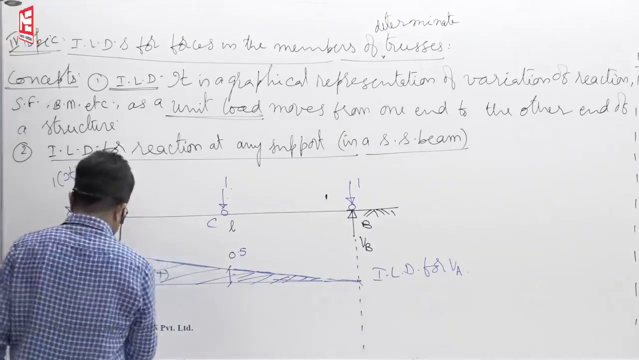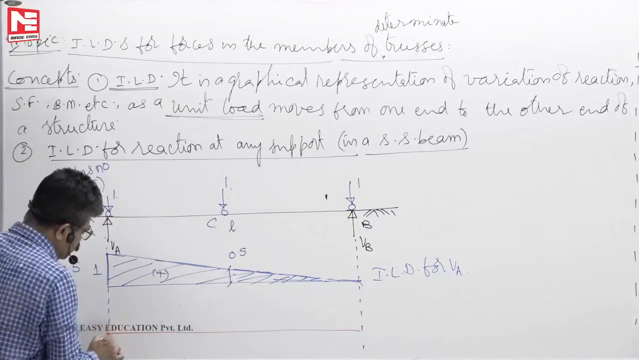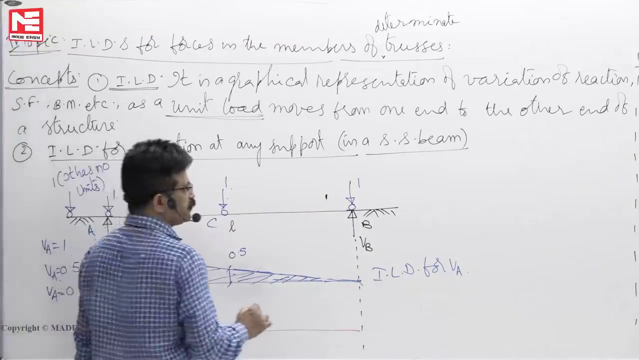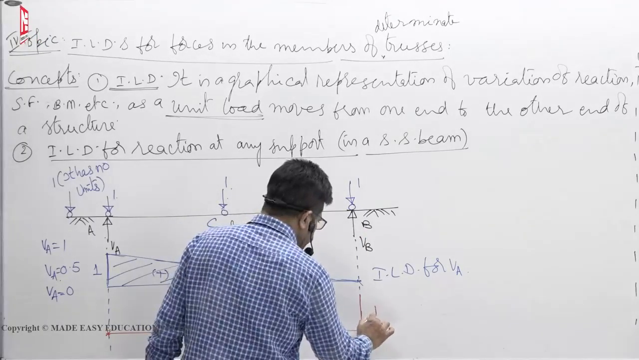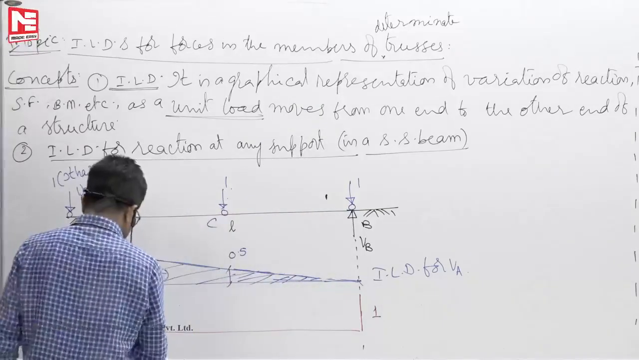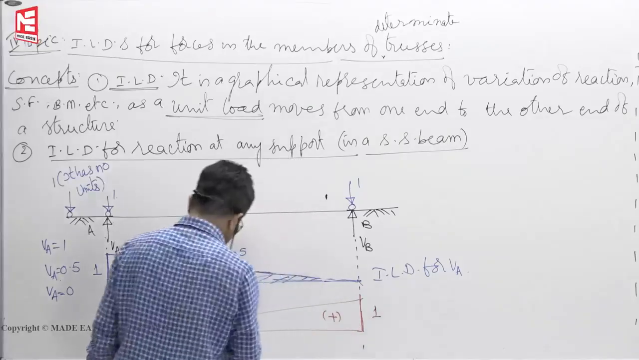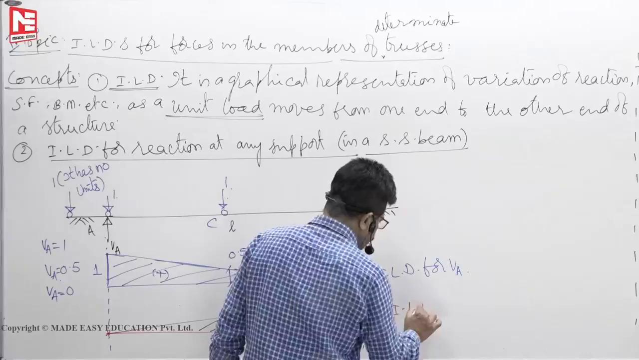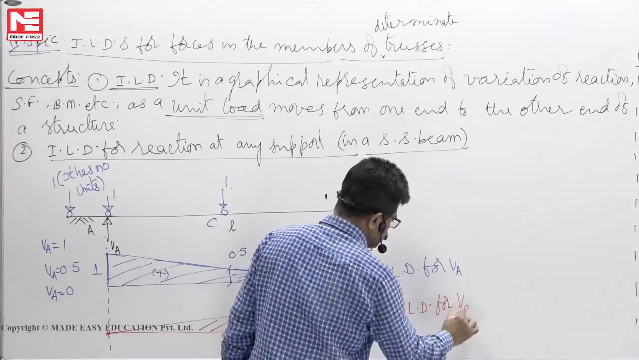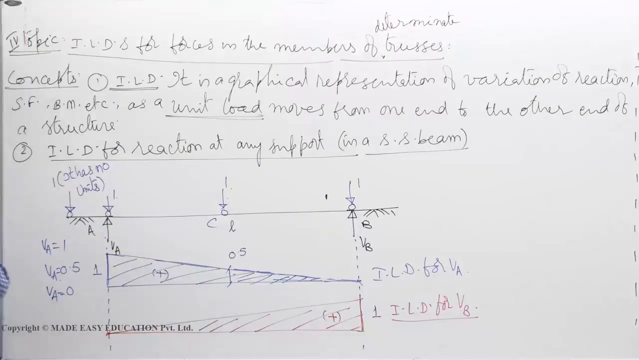Now you see, this is the original position. Without removing the support at A, remove the support at B and apply unit displacement 1. Then the deflected shape of the beam itself is the ILD for VB, like this. This is the ILD for VB. Okay, so that's how the influence line diagram is drawn.